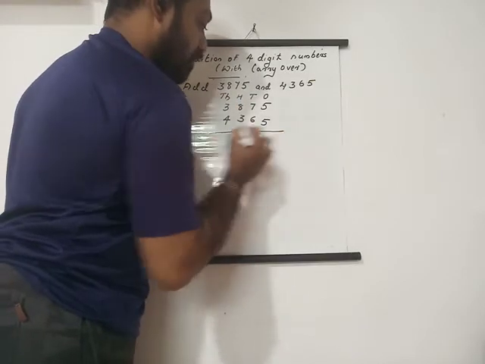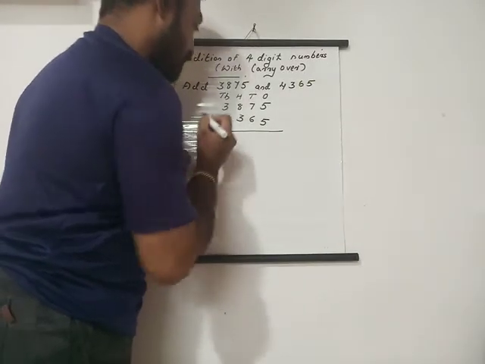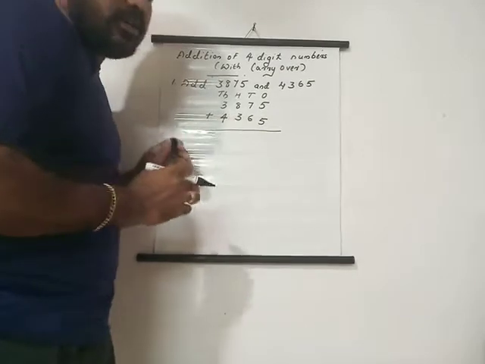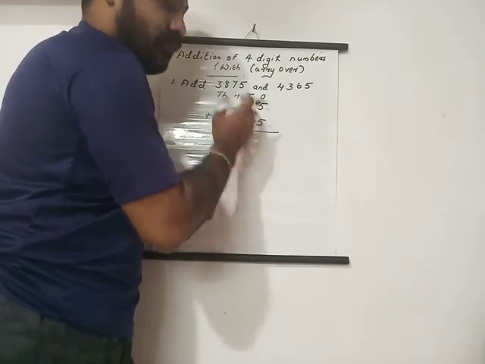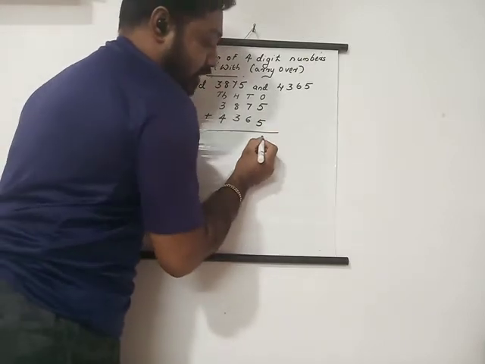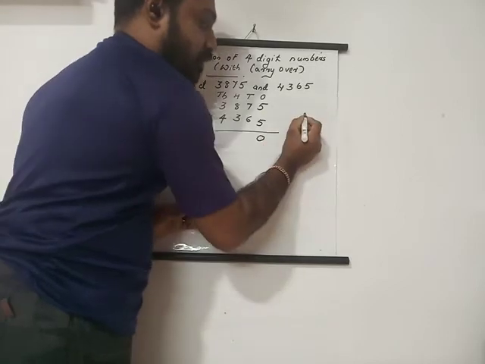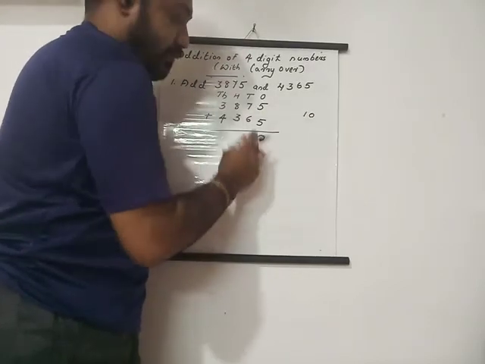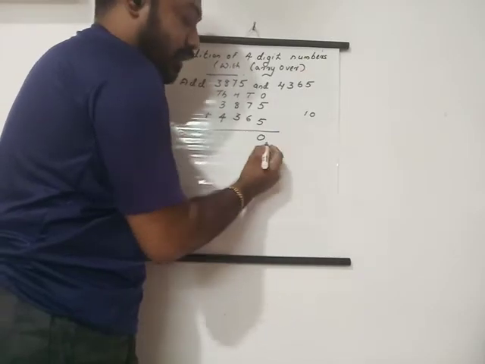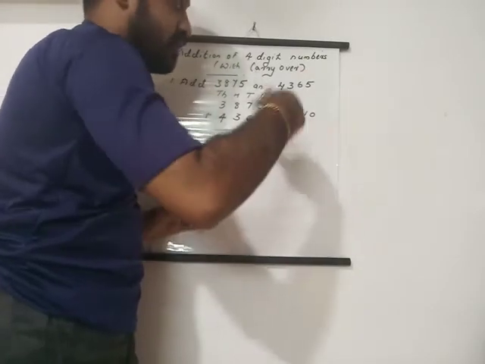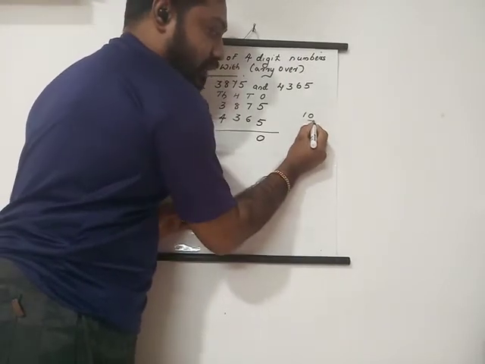Now I am going to add these numbers. 5 plus 5 is what? 10. If you get 10, what does that mean? If it is below 10, you can simply write that number. But if it is 10 or more than 10, you have to take the last digit.